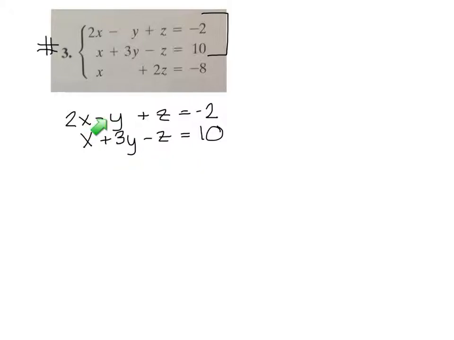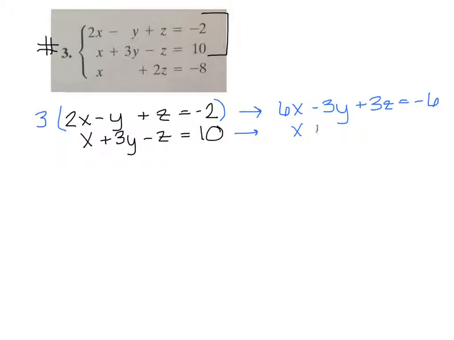Multiply the top one by a positive 3, and then that'll give us negative 3 and positive 3. Okay, so this one I'm going to multiply by 3. What does that give me? Gives us 6x minus 3y plus 3z equals negative 6. Oh, negative 6. You were totally right. I wrote it wrong. x plus 3y, the other one we just need to write down.